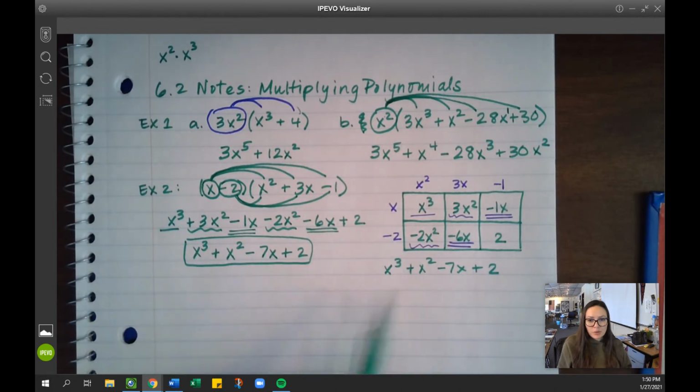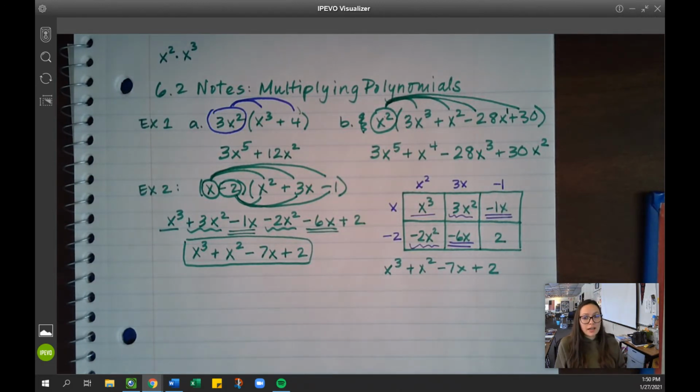And the only reason I'm showing you both ways is because I want you to decide what method you like best and what you think you're going to be most successful using. These multiplication problems are not challenging. The most challenging part is staying organized and keeping your work very neat and making sure that you're remembering all the little details, because one small thing can mess up your final answer. So it's up to you which method you want to use.